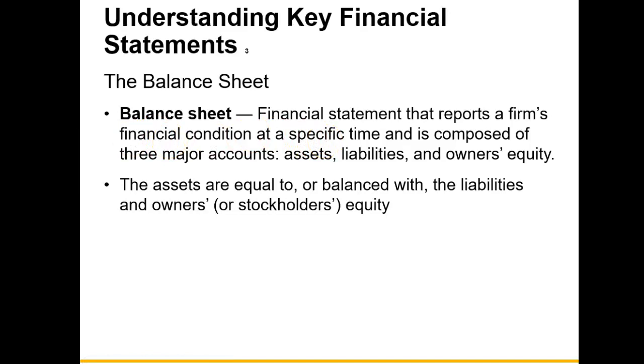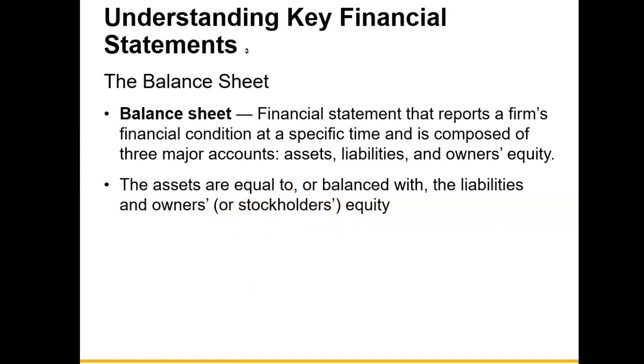So for example, typically this statement is prepared at the end of your accounting period. So let's say on December the 31st, it'll show the total of all of our assets. It will show what type of assets we have and how much of each asset. It shows the total of our liabilities and the same for your owner's equity. And again, on the balance sheet, your assets have to equal the total of your liabilities plus your owner's equity section, also known as stockholders' equity.